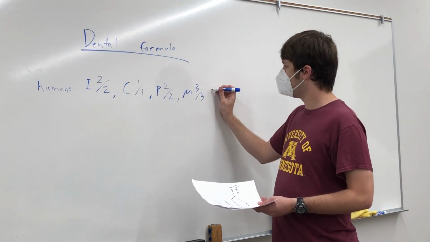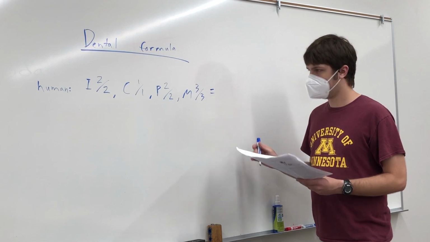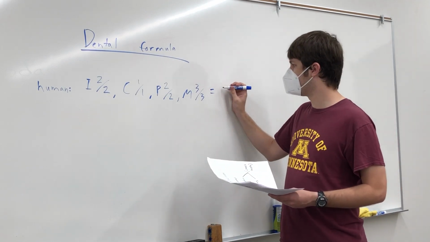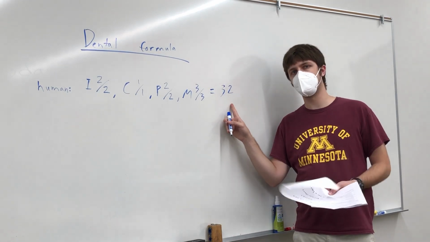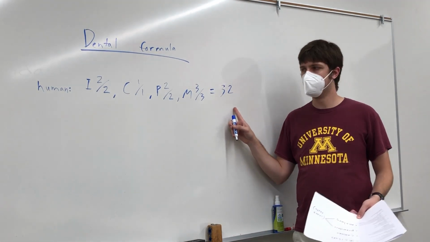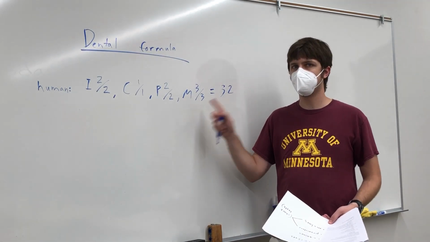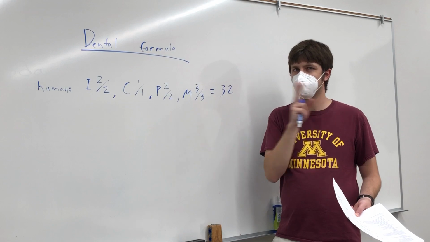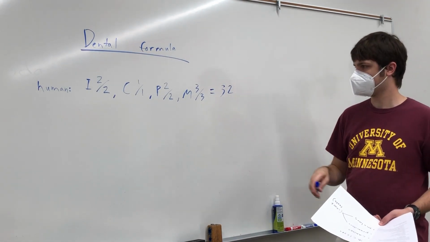When we finish this formula, we have an equal sign, and then we write the total number of teeth, 32. When I say total, I mean the left and the right side, top and bottom, all of that. The numbers in the formula just use half of the face because it doesn't really matter, it's mirrored. This is the total for everything.